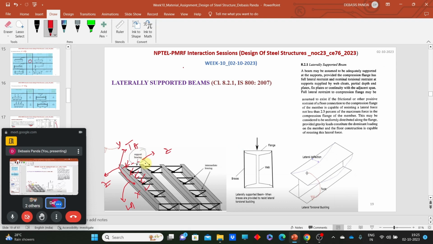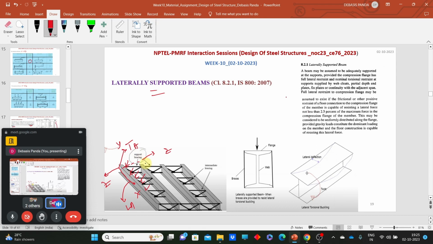So what are laterally supported beams? The beams which are supported in the lateral directions. They can be supported at the supports and at mid span also. Now, how can we support them? Using intermediate bracings, or different kinds of sections which will be required to resist lateral torsional buckling.